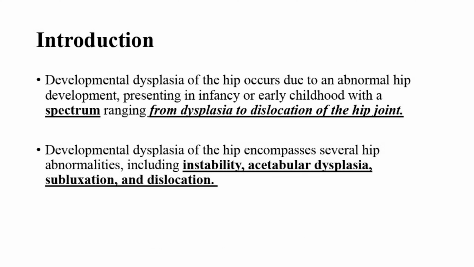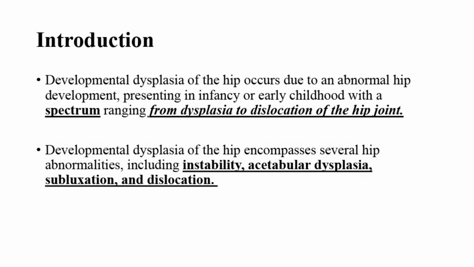It's a spectrum of disorder. It can be from just dysplasia, that means out of shape of the normal hip, to a frank dislocation. So it is both ends, complete dislocation and slight dysplasia. So it's a developmental dysplasia. It's a spectrum, and it comprises instability, acetabular dysplasia, finally subluxation, and then dislocation.